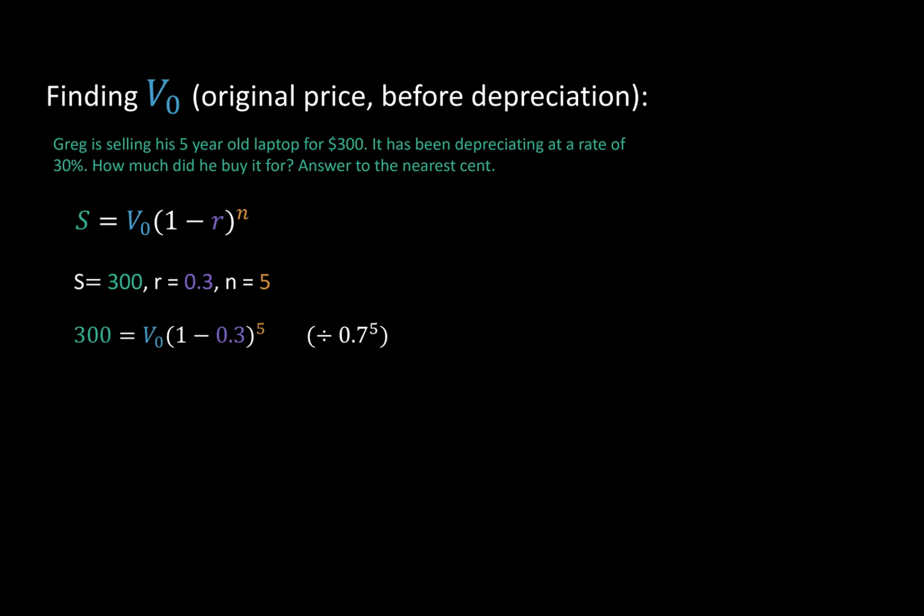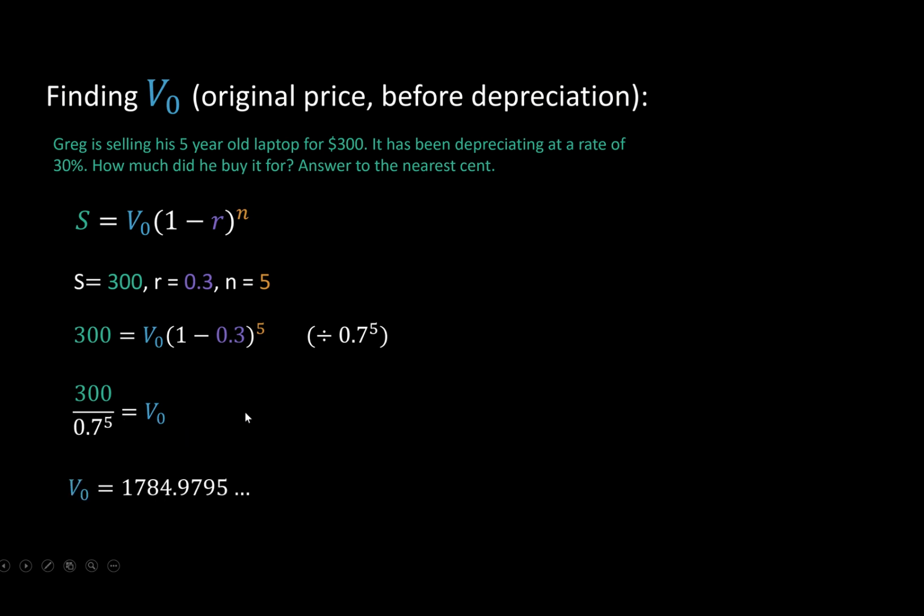So that means we need to divide by the part that's multiplying by v sub 0 at the moment. So that's 1 minus 0.3 leaves us with 0.7, and that is raised to the power of 5. So this whole bit we are dividing out by. So we have 300 over 0.7 to the power of 5 will equal v sub 0, which is what we're trying to find. So that's good.